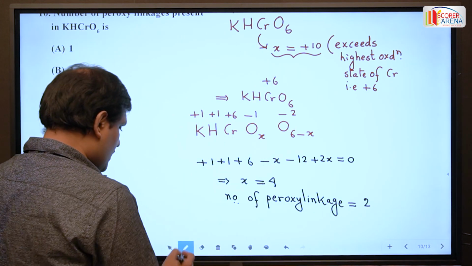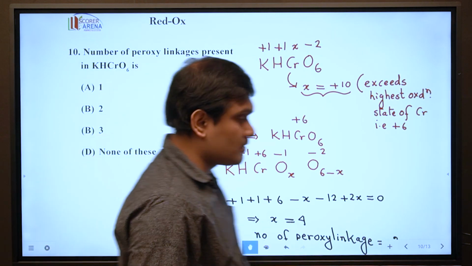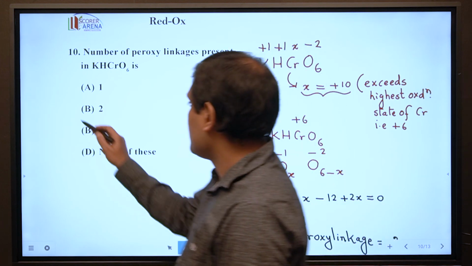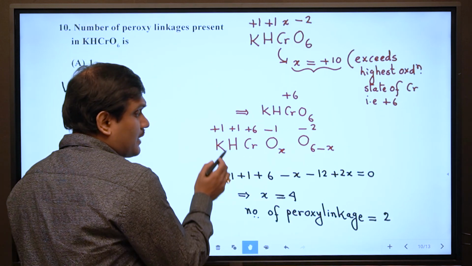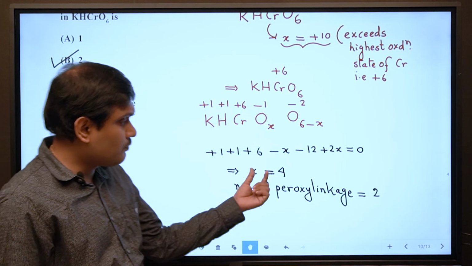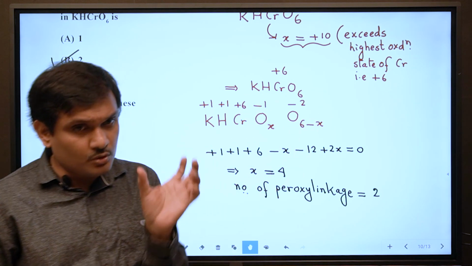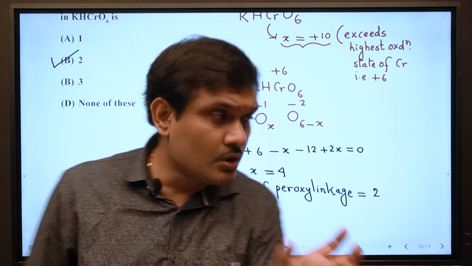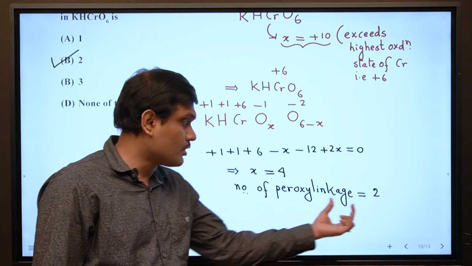Now the question is how many peroxy linkages are present in the compound. So definitely the answer will be 2 peroxy linkages, because 4 oxygen atoms are present in the -1 oxidation state. To produce 1 peroxy linkage, we need 2 oxygen atoms. So with 4 oxygen atoms in the form of peroxide, we can produce 2 peroxy linkages.